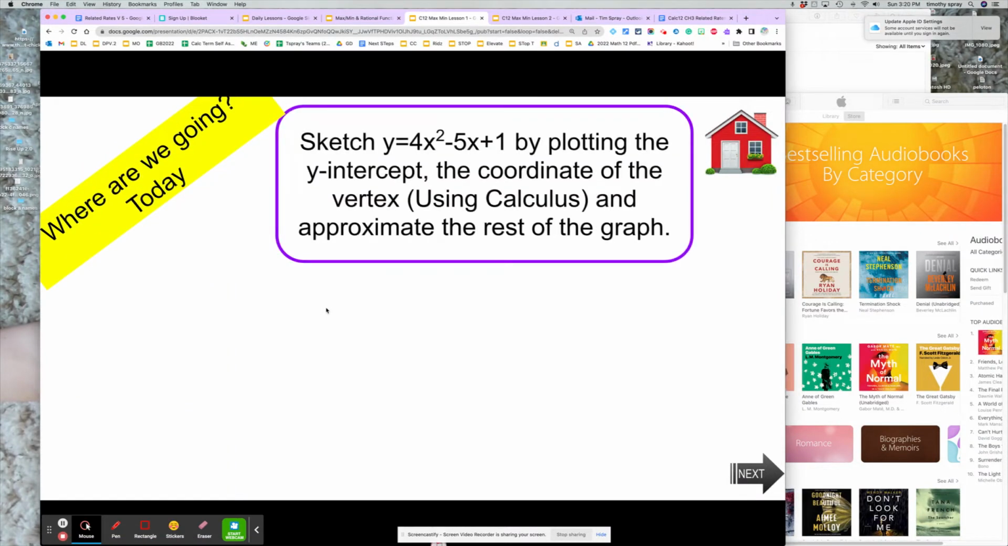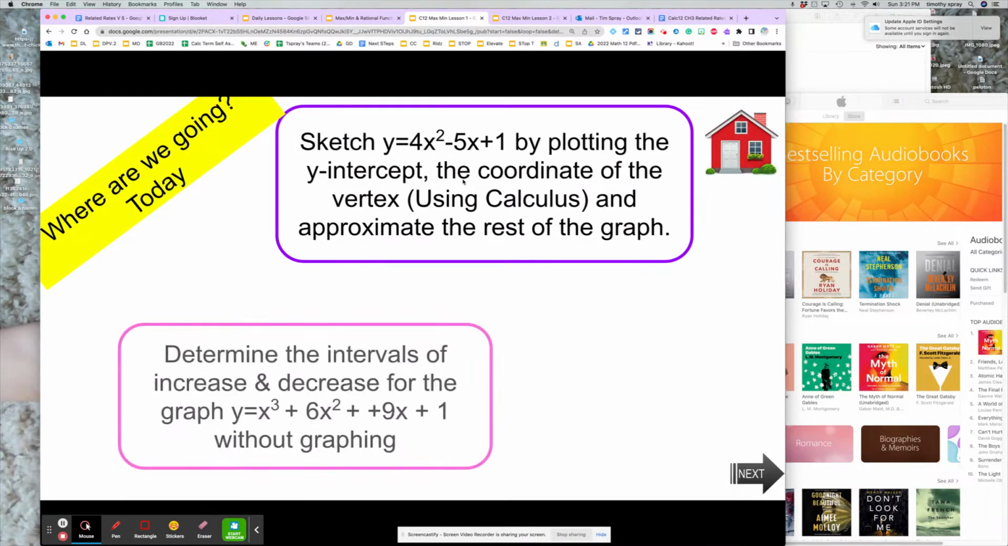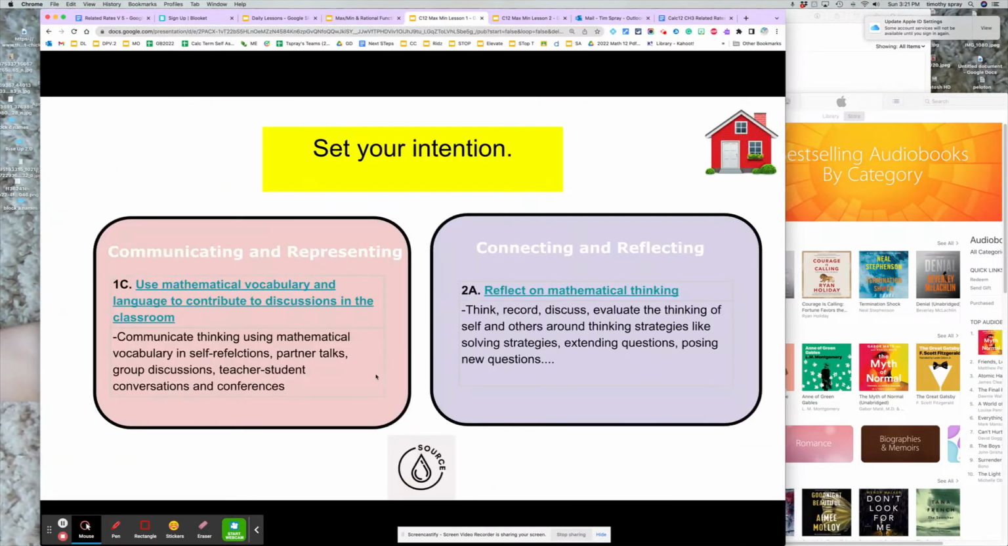Today what I'd like you to be able to do is graph this without finding the x-intercepts, and graph this by finding the minimum or maximum value, using the y-intercept to approximate the graph. And we'll also look at that one as well. Okay, so here we go.